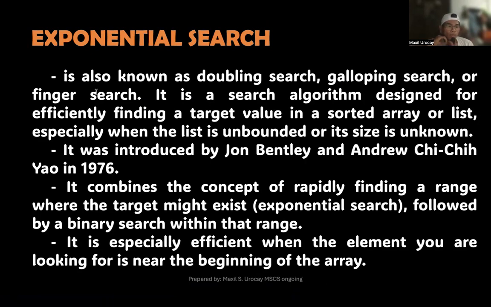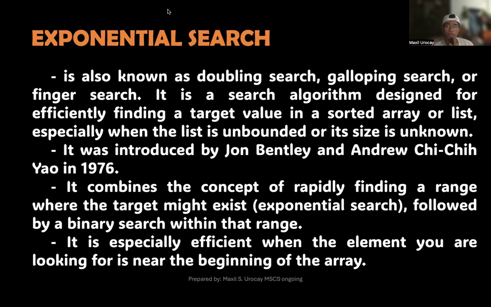It was introduced by John Bentley and Andrew Yao in 1976, and it combines the concept of rapidly finding a range where the target might exist, the exponential search, followed by a binary search within that range. It is especially efficient when the element you are looking for is near the beginning of the array.